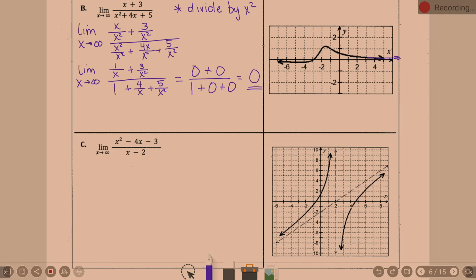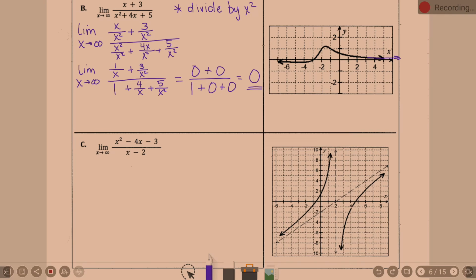Notice there's a slant asymptote, yes? How do slant asymptotes just slant? We're about to find out. Just wait. What do I want to do here?